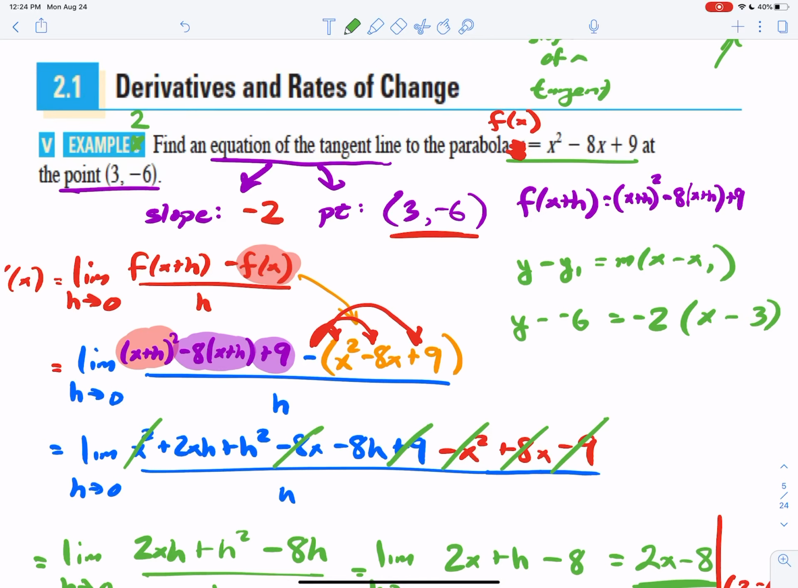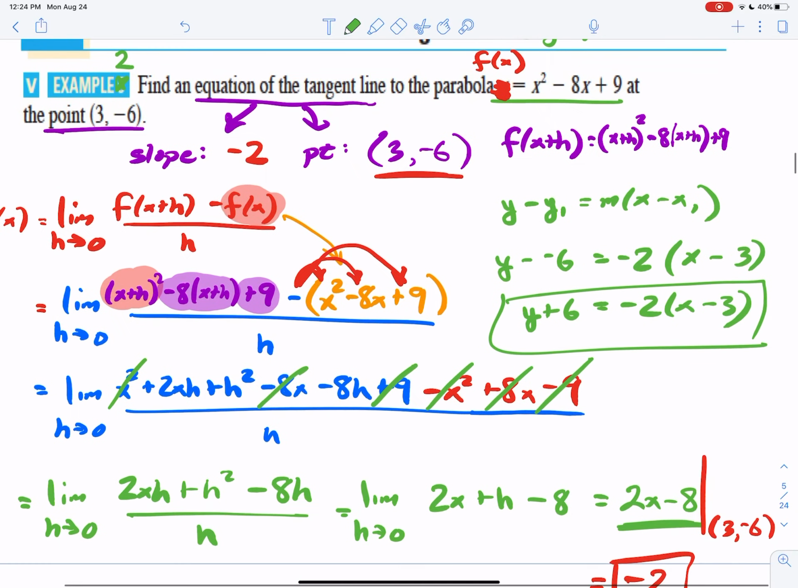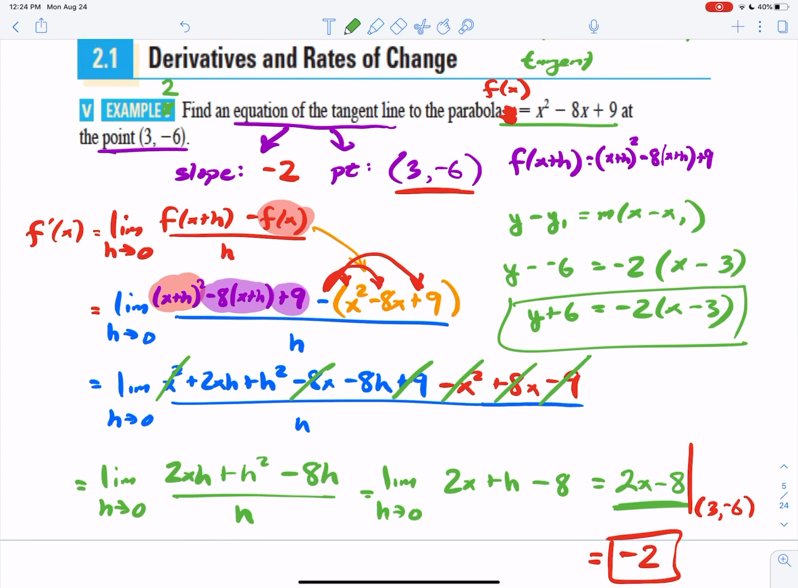Okay, and I mean, I could clean up these two negatives here. Y plus 6 equals negative 2 times x minus 3. No need to go any further. You have your equation of a tangent line. Okay, so hopefully you guys are getting the hang of it. The biggest chunk of this work is evaluating that limit. So just take your time there. But again, don't lose meaning behind what you just found. You found a tangent line on the parabola, specifically at 3 comma negative 6.